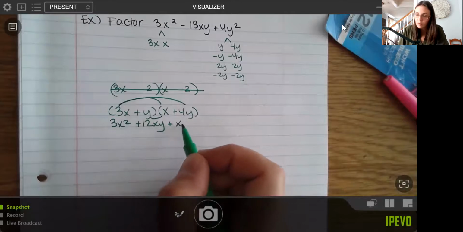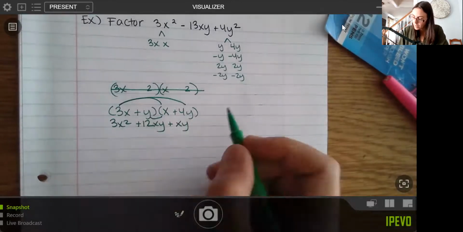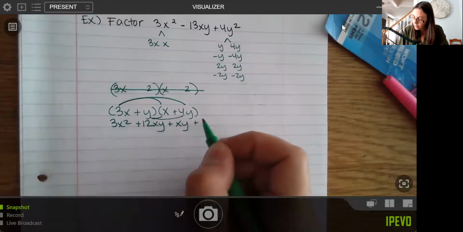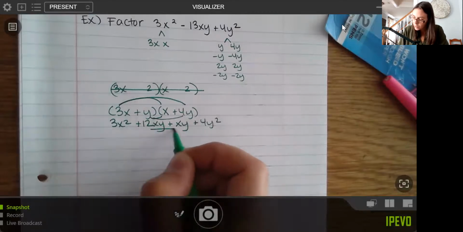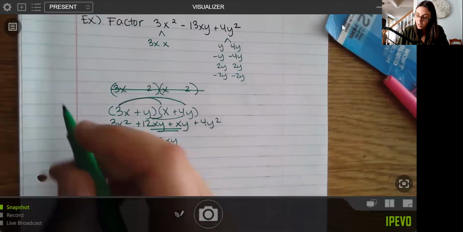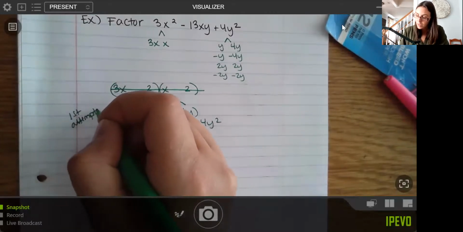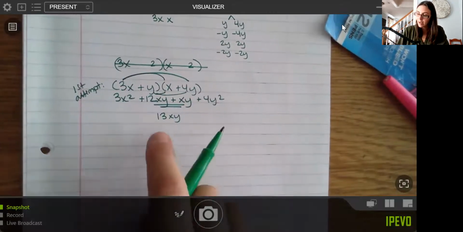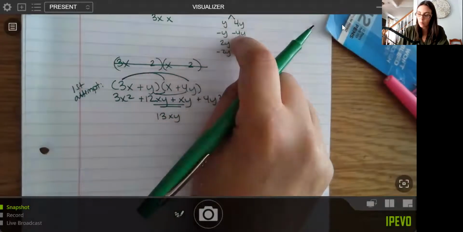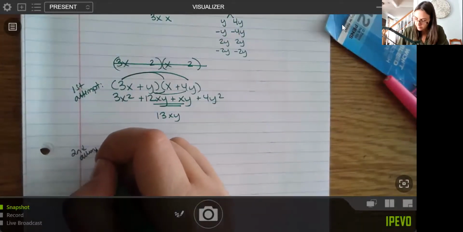You can write it in alphabetical order so that your variables are consistent. And of course, there would just be a 1 there. And then here, I would have that 4y squared. So I have a positive 13xy in the middle. So it's pretty close, but it's not quite there. Because I'm only off by a sign, I'm just going to try switching the signs and see if that works.